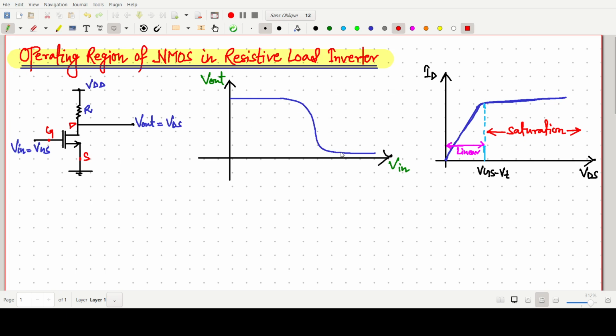The circuit is very simple, and in addition to that I have already made the ID characteristics for an NMOS. The NMOS is in the saturation region when VDS is greater than or equal to VGS minus VT. This is the saturation region condition. When VDS is less than VGS minus VT, it is in the linear region, which I have already shown here. So we have to use this concept and identify the NMOS operating region: in what condition it is in the linear region, saturation region, and cutoff region.